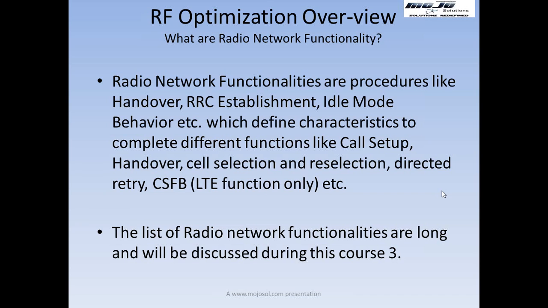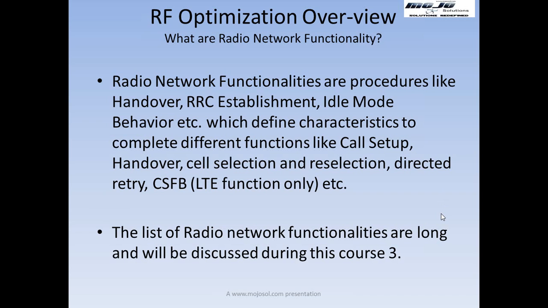So what is RF optimization? What is next? What are the radio network functionalities? We need to understand there are a lot of radio network functionalities, a few basic, a few advanced. For example, call setup is a radio network functionality. Handover is a radio network functionality. Cell selection and reselection, also called idle mode behavior of the UE, is also a radio network functionality. Directed retry is a radio network functionality. CS fallback for LTE only is also a radio network functionality.